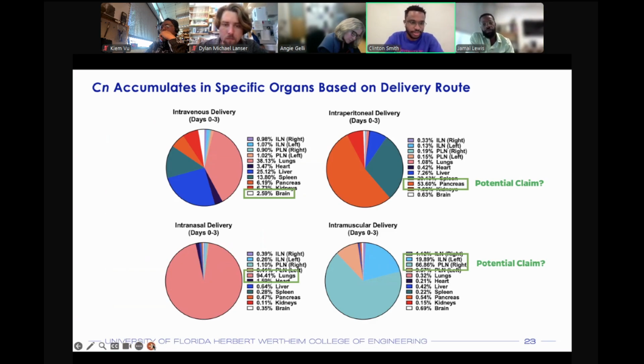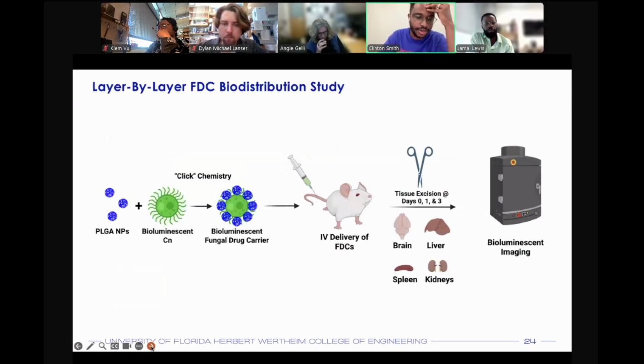Yeah, so that is the bulk of the data that I have, but I have been able to improve, or no, actually, I forgot that I included this. So we took it a step further and looked at if we attach these nanoparticles, how well do they distribute to the brain?